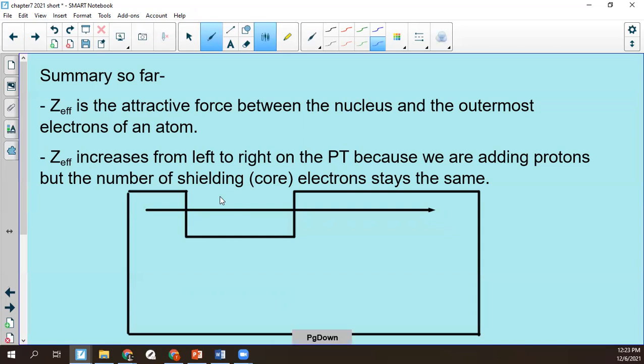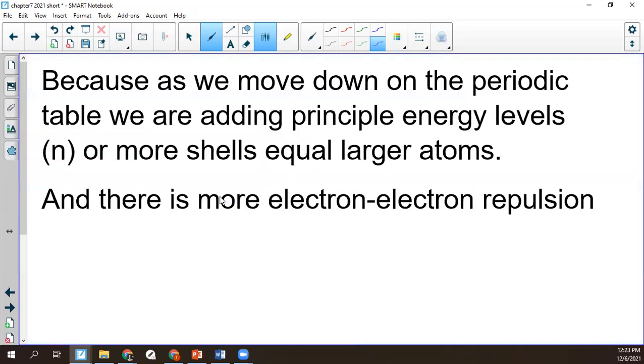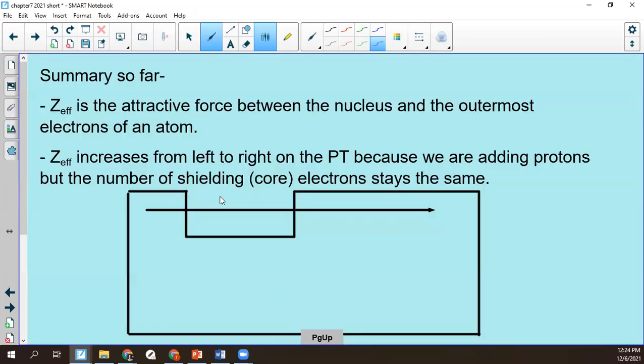Well, is it the next slide? Am I in the right order here? Okay, yeah, we're coming. All right, so this explains Zeff from the left to right. Large Zeff to the right.